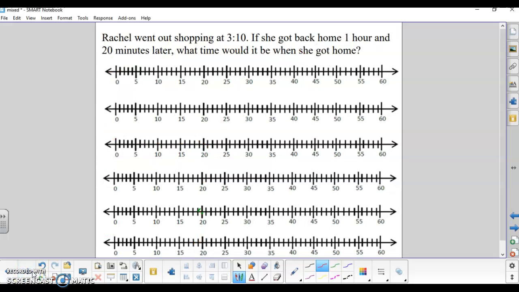Let's try one more. Rachel went out shopping at 3:10. If she got back home 1 hour and 20 minutes later, what time was it when she got home? So it gives us a start time of 3:10. We label our number line, and we count 1 hour and 20 minutes. 5, 10, 15, 20. So she got home at 4:30. And 4:30 would be your answer.